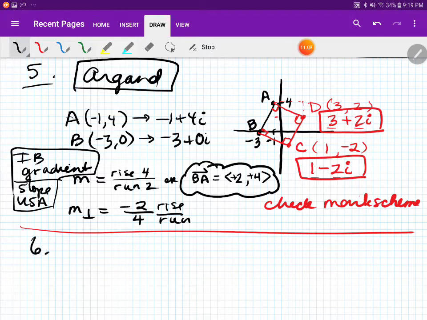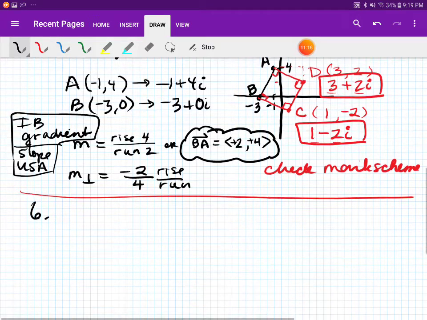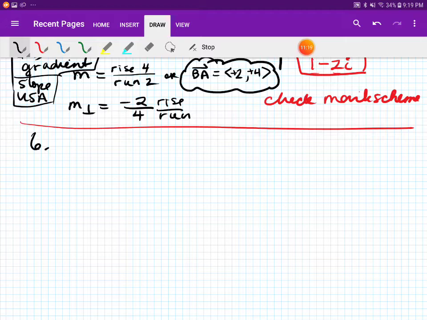Okay, so number 6. Let's see. What's number 6 say? Number 6, substitution. x equals tan theta. Okay, x equals tan theta, that's a trig sub.